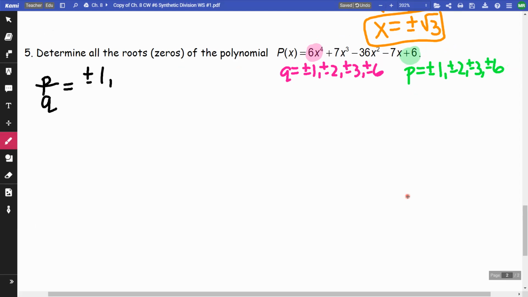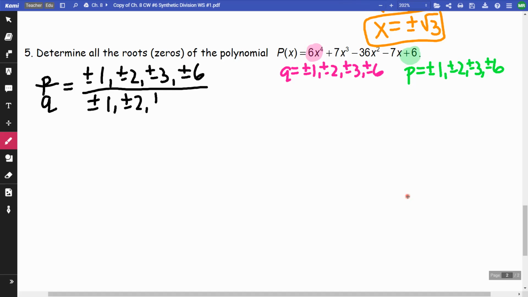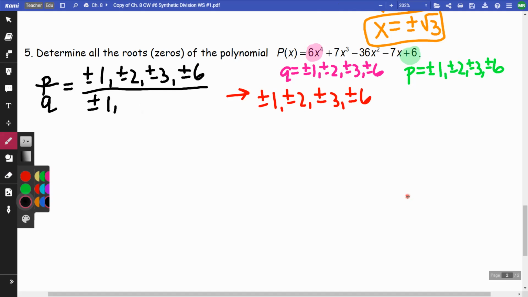So I'm going to take plus or minus 1, 2, 3, and 6. And I'm going to put those over each of these denominators. Let me do it this way. I'm going to put it over the 1. And when I put it over the 1, I get plus or minus 1, plus or minus 2, plus or minus 3, plus or minus 6. I am also going to put it over the plus or minus 2.